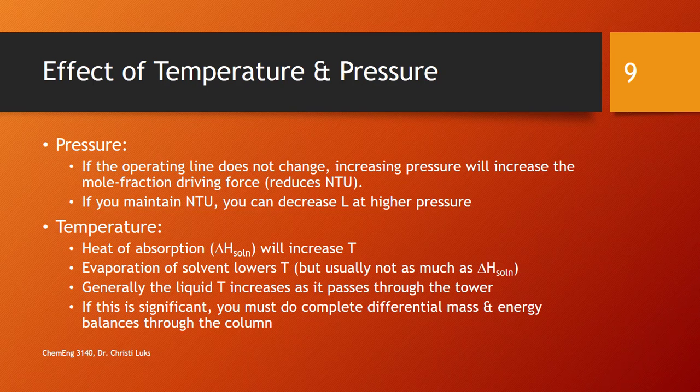If you are maintaining a particular number of transfer units, then you can decrease the liquid flow rate when you have higher pressures. Now for temperatures, generally the system is not ideal, and so there's some heat of absorption or heat of solution, and this will in fact cause the temperature to increase. That's the reality of this. But when you evaporate your solvent, that's going to decrease your temperature. Frequently these two phenomena offset each other a bit, but usually the heat of absorption or heat of solution is the larger, more dominant effect. So normally the liquid temperature will increase as it passes through the tower.